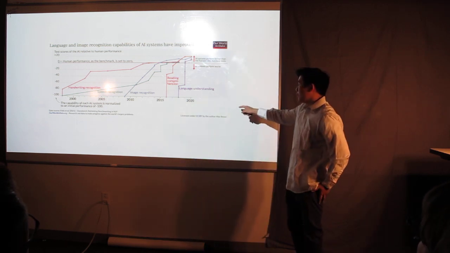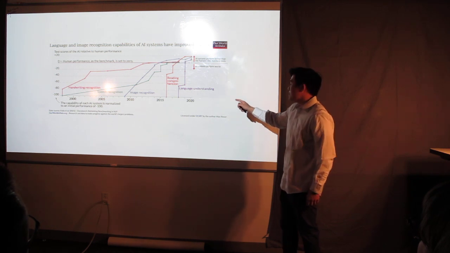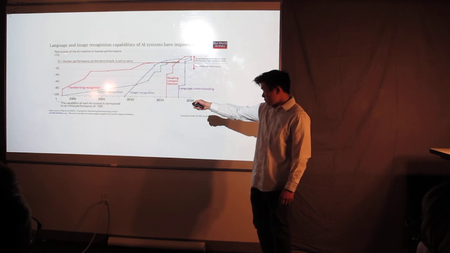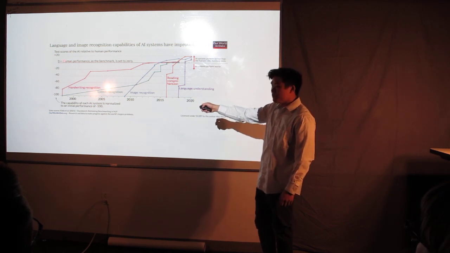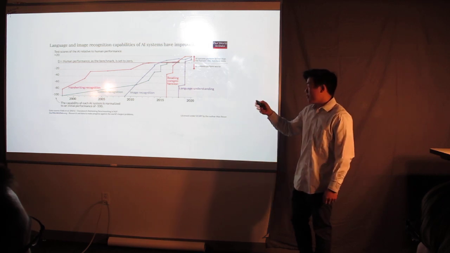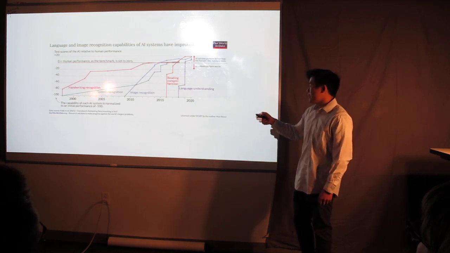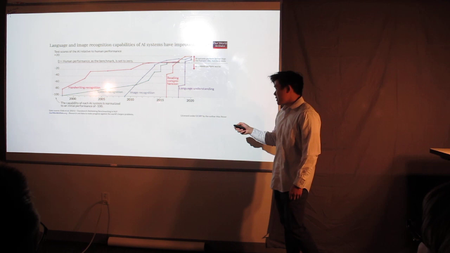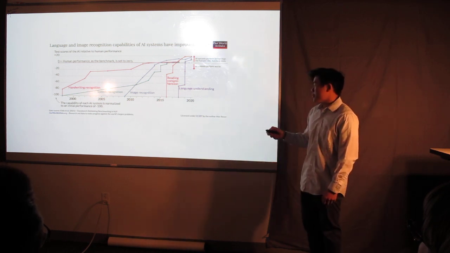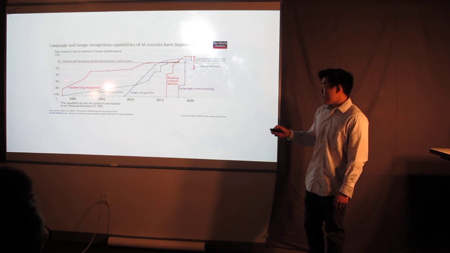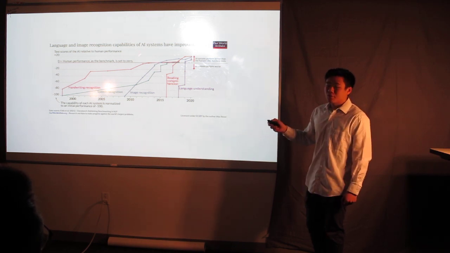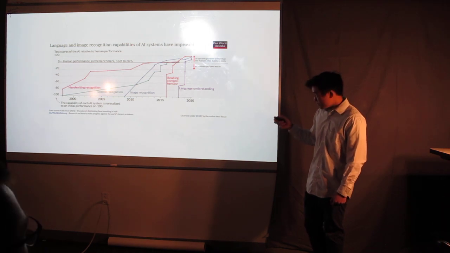And here's a graph of how AI is improving over time. As you can see, they put the score, where 0 means the human's performance. Before 2015, image recognition, speech recognition, and handwriting recognition were slowly improving until this point, and now they can do much better than humans.